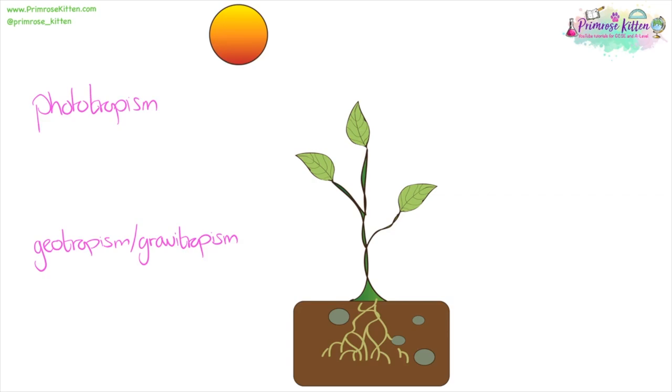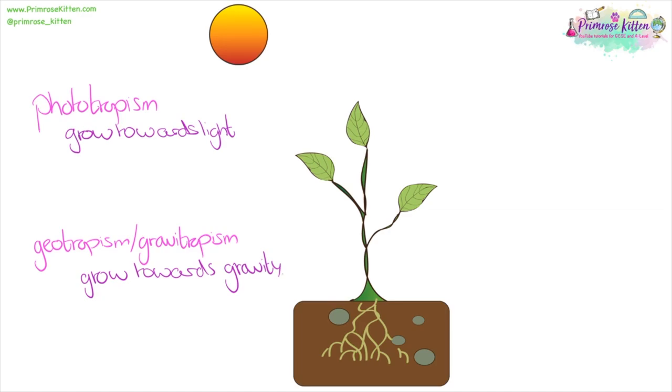Phototropism means something is going to grow towards the light. Geotropism or gravitropism means something is going to grow towards gravity, meaning your roots are always going to go downwards and your shoots are always going to go upwards. Gibberellins are important for growth. Ethene is important for ripening plants, and auxins are important for growth, and they're going to do growth in the right direction.